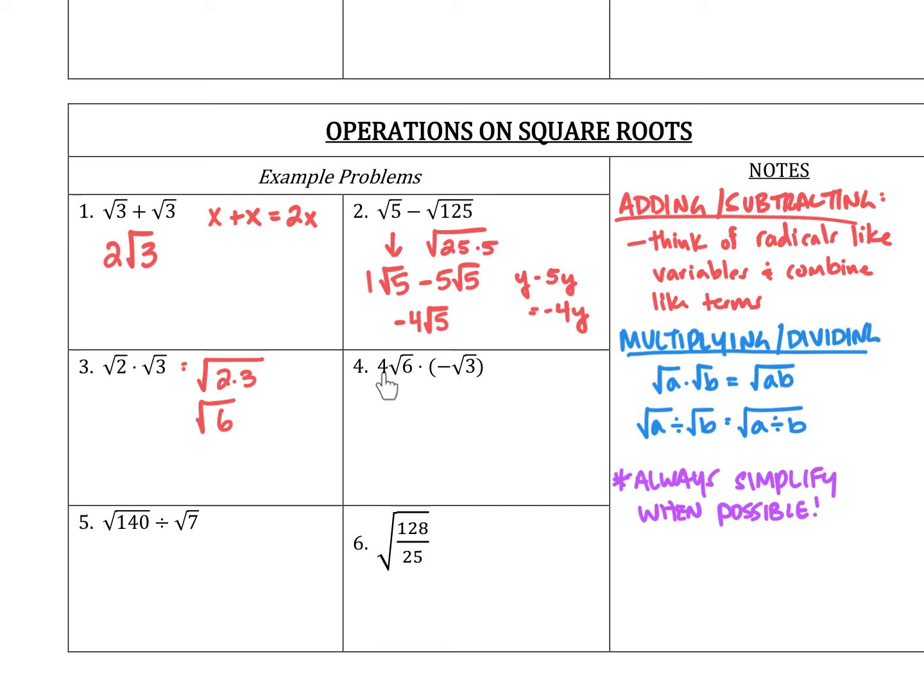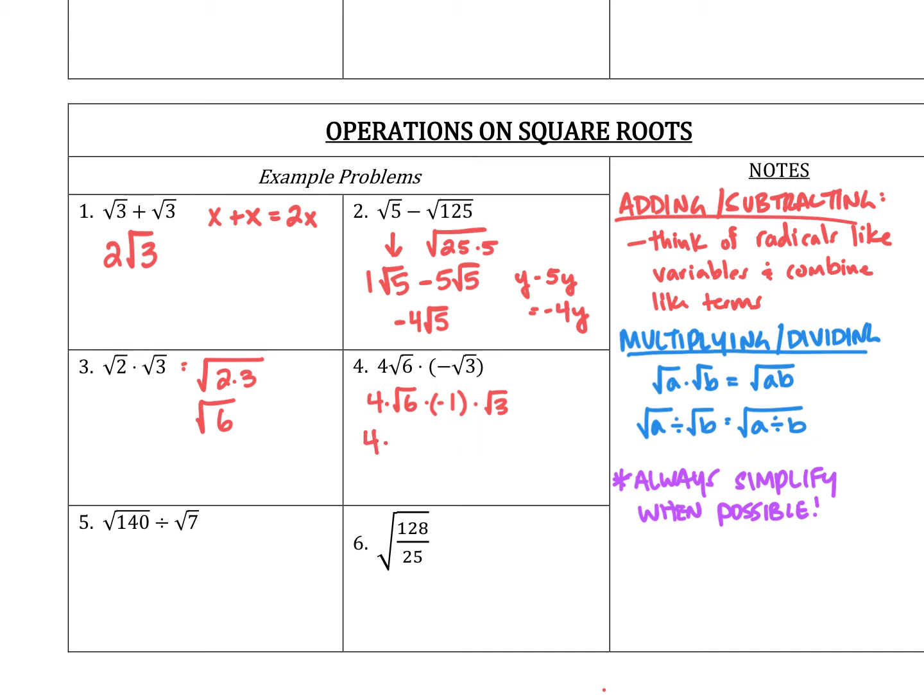Now in number 4 here, we can see it says 4 root 6 times negative square root 3. And what I think about with this one is this is kind of saying 4 times the square root of 6 times negative 1, that negative symbol in front of the square root 3 is like a negative 1, times the square root of 3. And so I kind of have 4 things getting multiplied together right here. The 4, the square root 6, the negative 1, and the square root 3. Like we talked about before, multiplication is commutative, so I could do these in any order.